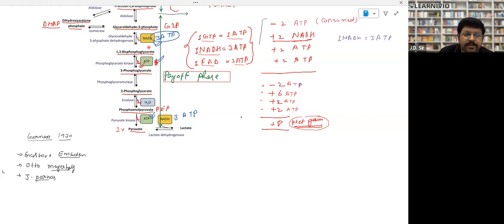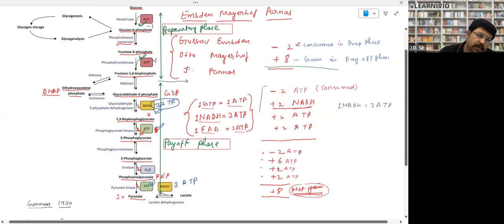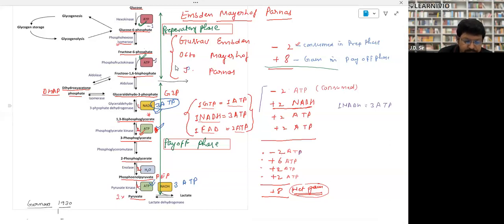In preparatory phase, glucose is broken down into glyceraldehyde 3-phosphate. Full stop.